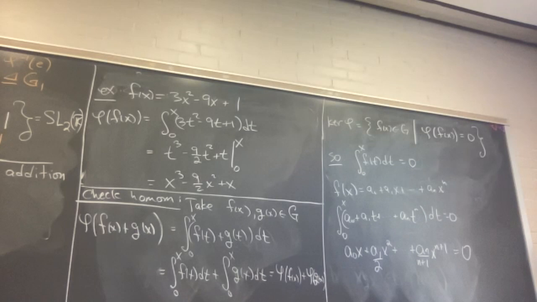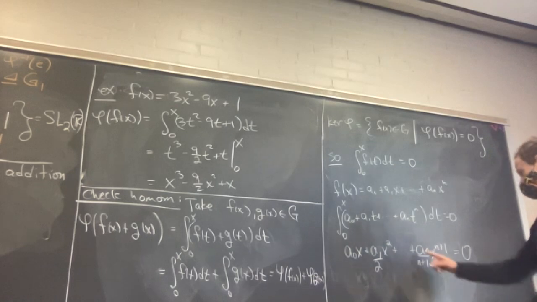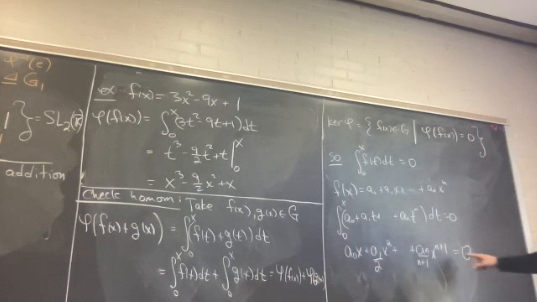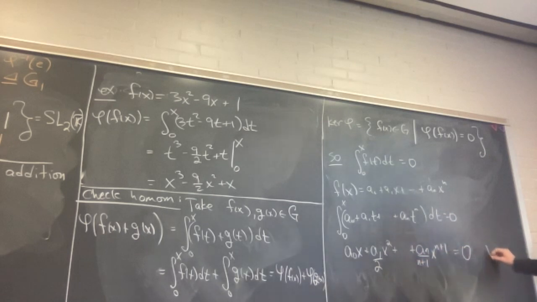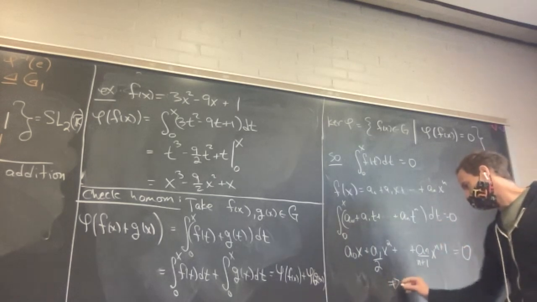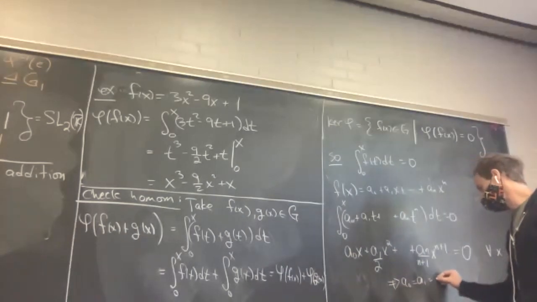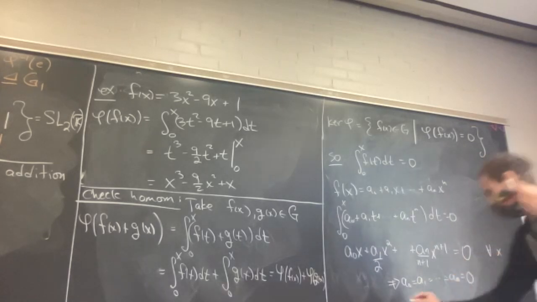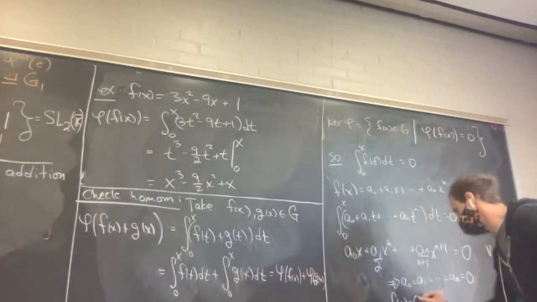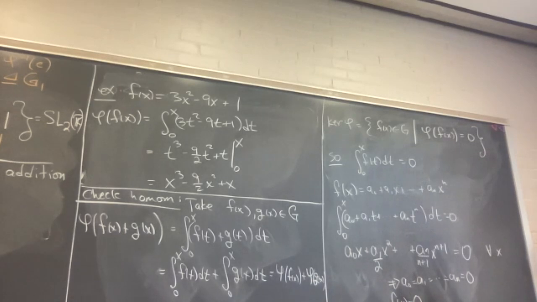But notice if that is equal to 0, then all of these are equal to 0, right? If we took the antiderivative of a polynomial, we got a polynomial. If that polynomial is 0 for all x, then all of the coefficients have to be 0. So we have a0 equals a1 equals up to an equals 0. But what does that mean? That means that our original polynomial was 0.